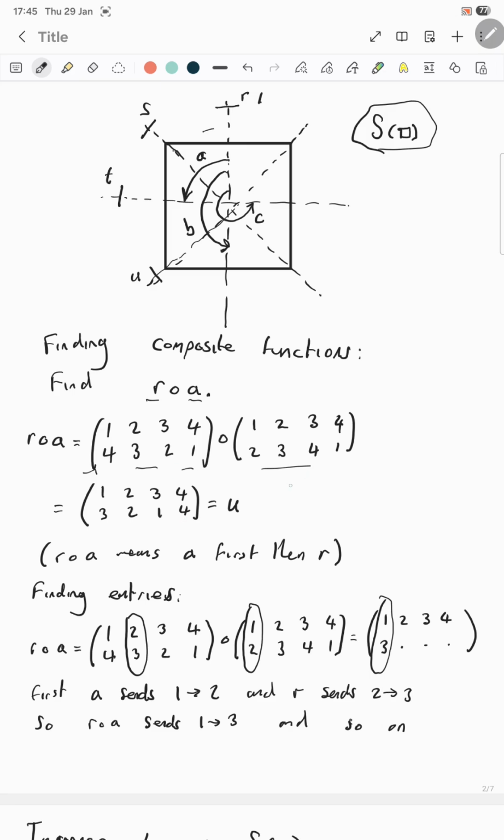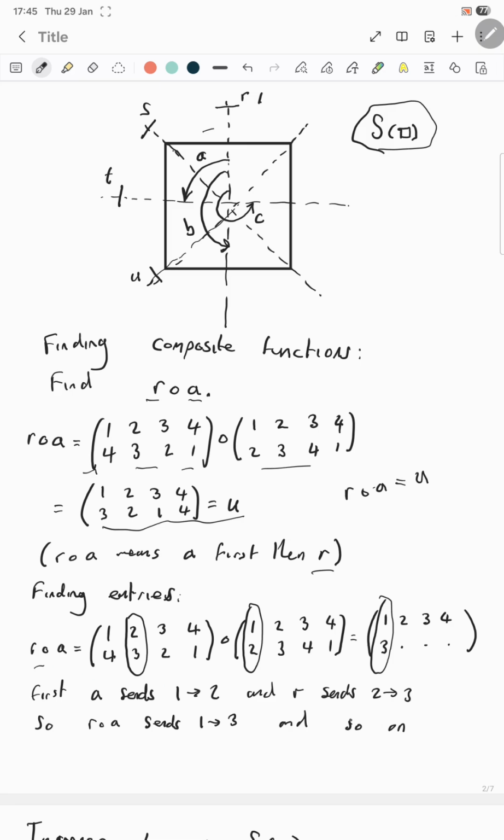Which one's our reflection? We should have one fixed here somewhere. Oh, I've not labelled the points, have I? Anyway, we're composing these and we get our U here. So R composite A equals U, where R composite A means A first, then R.